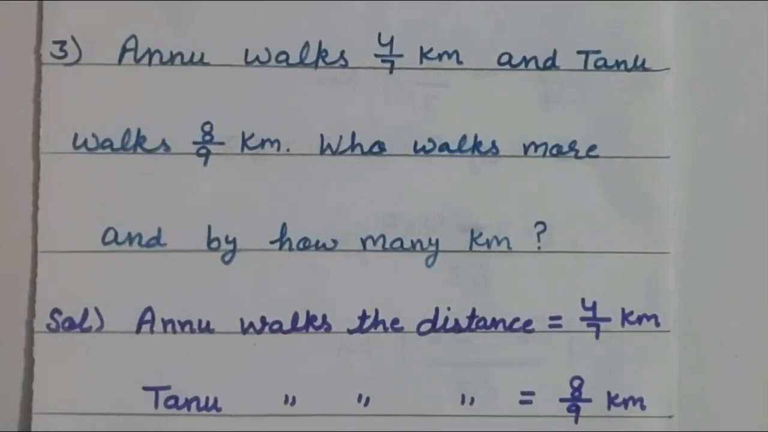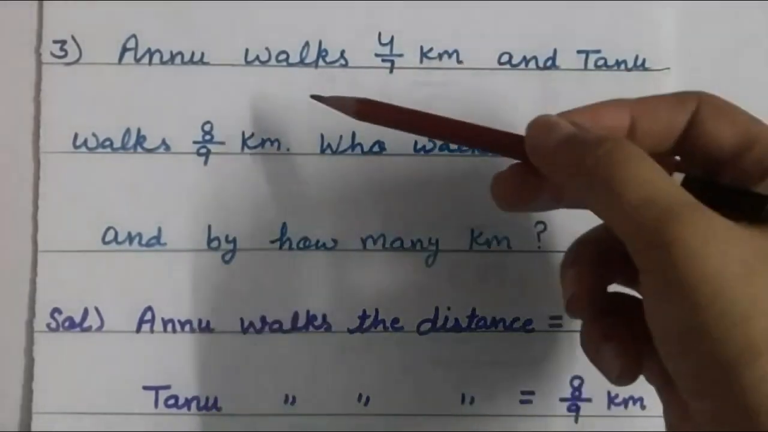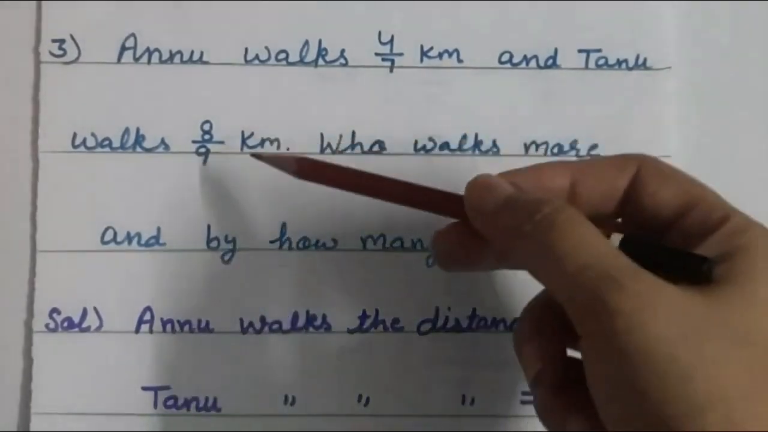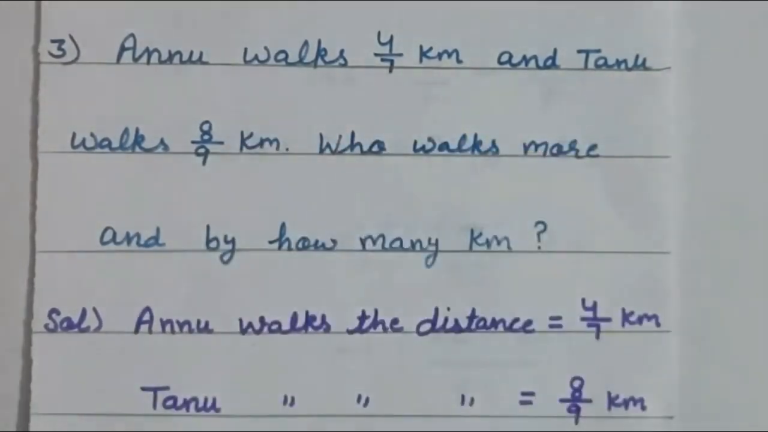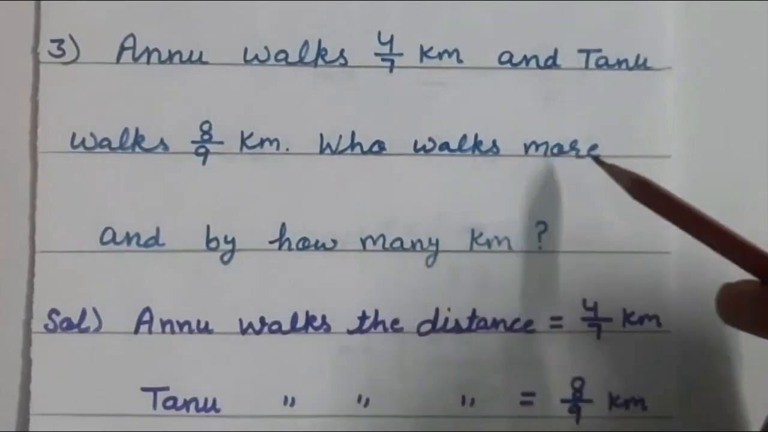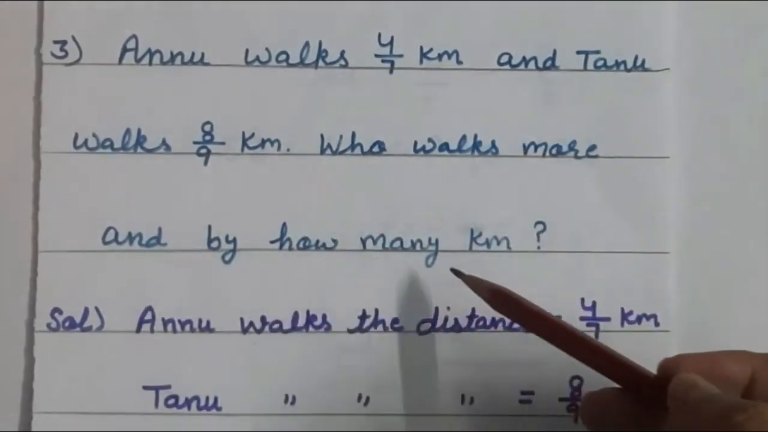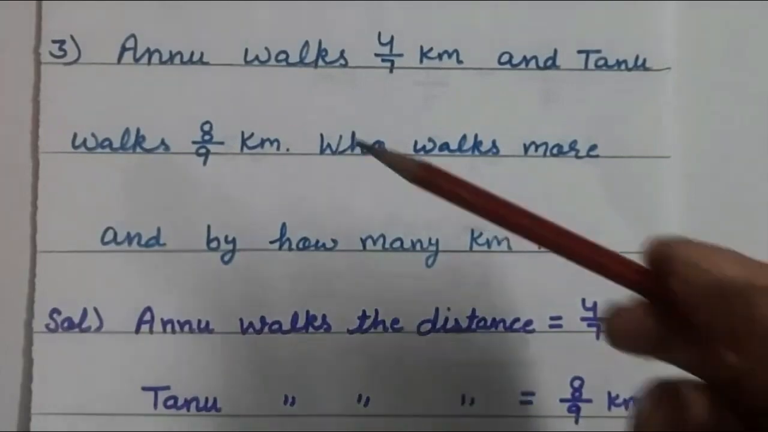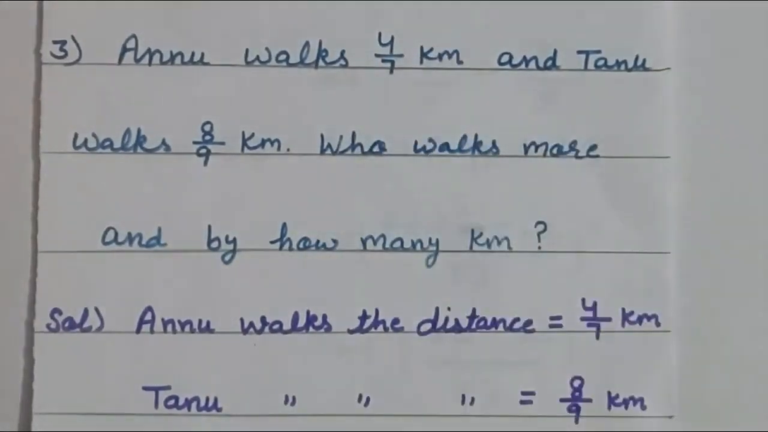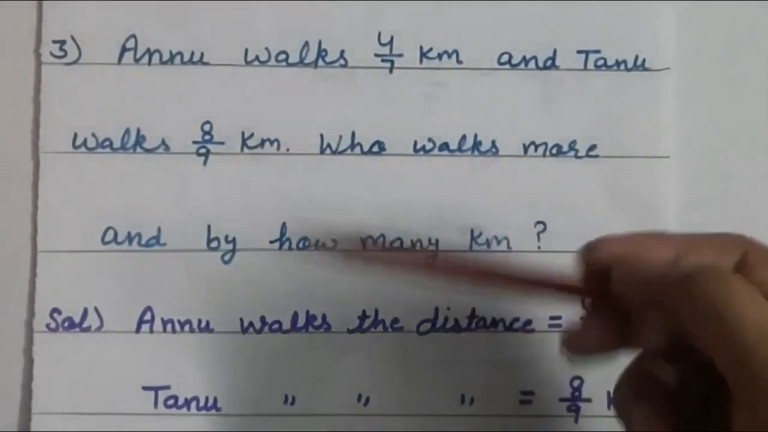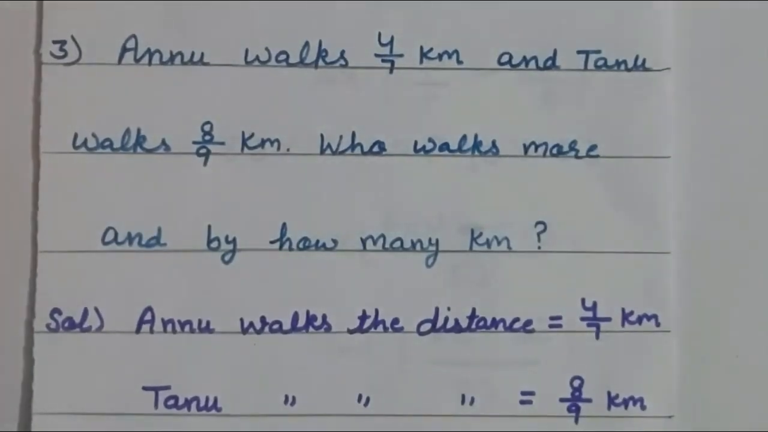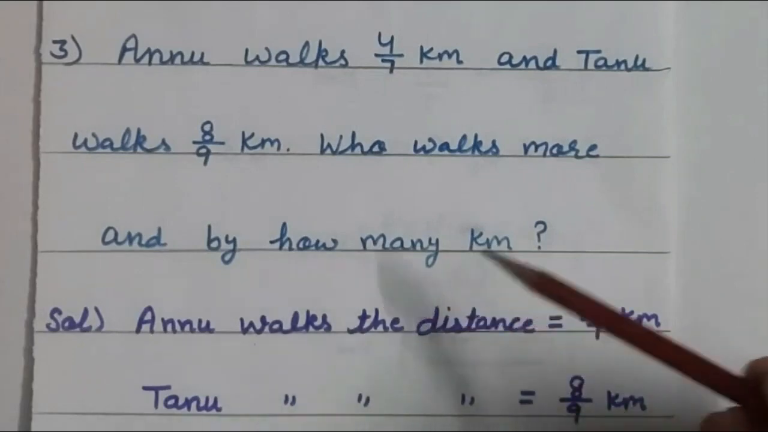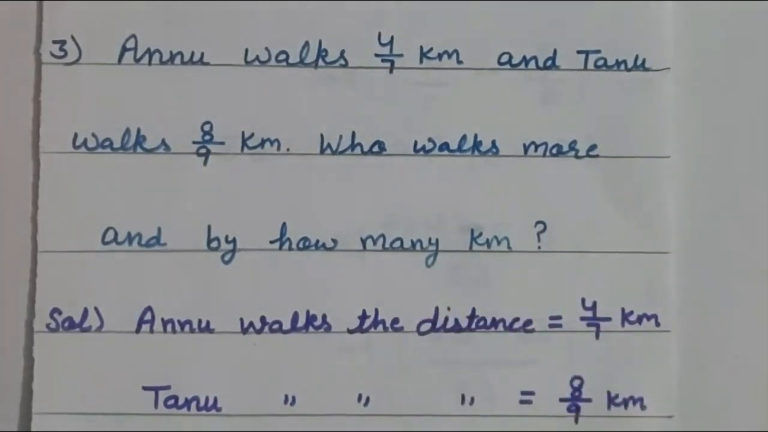Now let's do one word problem. Anu walks 4 upon 7 kilometer and Tanu walks 8 upon 9 kilometer. Who walks more and by how many kilometers? So the question is saying that Anu walks 4/7 kilometer, and Tanu walks 8/9 kilometer. So who walked more, and by how many kilometers more?